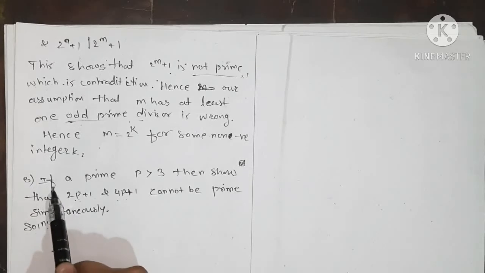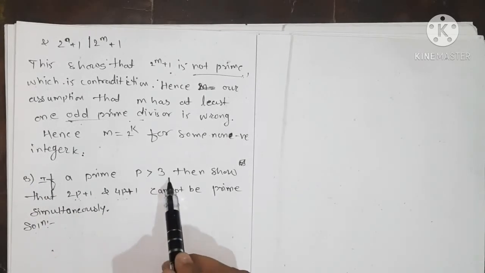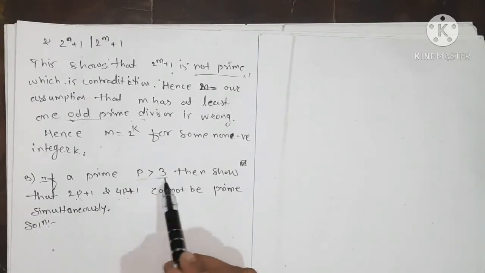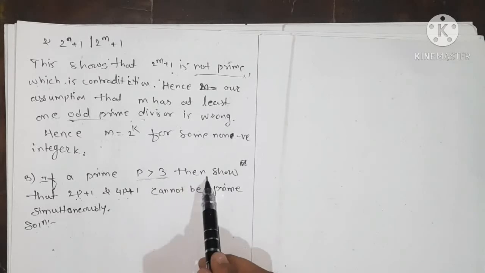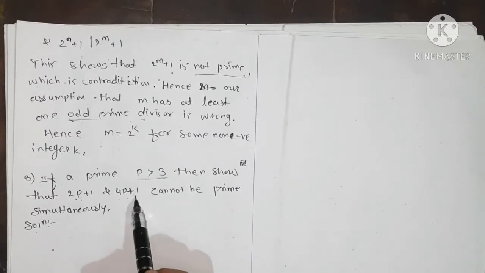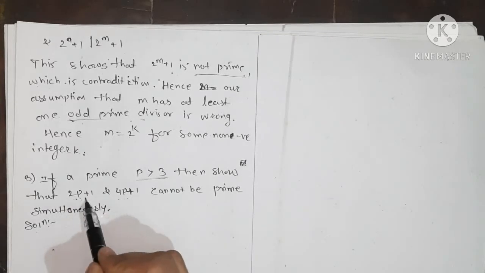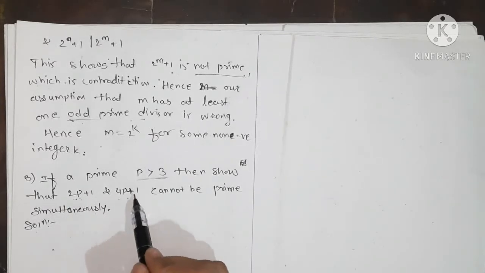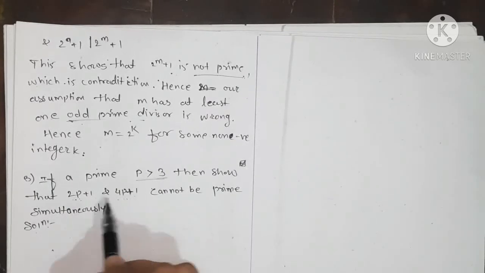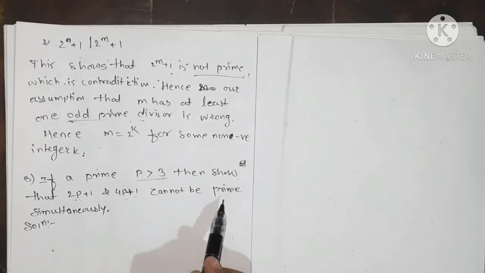Our third example is: if a prime p greater than 3 is given, we have to show that 2p plus 1 and 4p plus 1 cannot be prime simultaneously. That is, either 2p plus 1 is composite or 4p plus 1 is composite, but both are not prime.